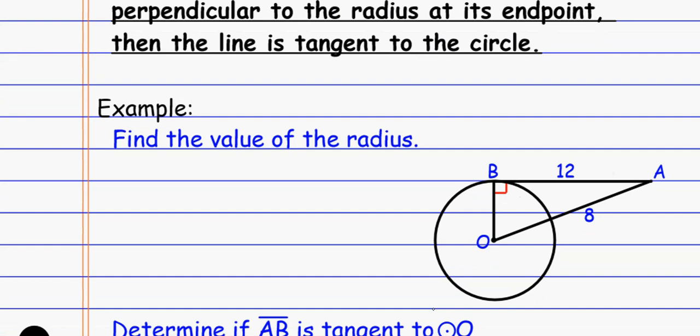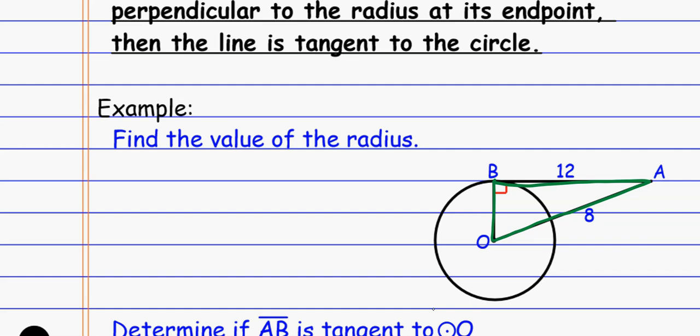For example, if I look at something like this guy, it says find the value of the radius. And once again, we know that this is a radius. We know that BA is a tangent line or represents a piece of a tangent line because it's coming together with this thing in a 90-degree angle. And so there's a couple important things that happen here. As I look at something like this guy, notice I have a triangle that's formed here. And it is a right triangle, which means I can use the Pythagorean theorem to find different pieces.